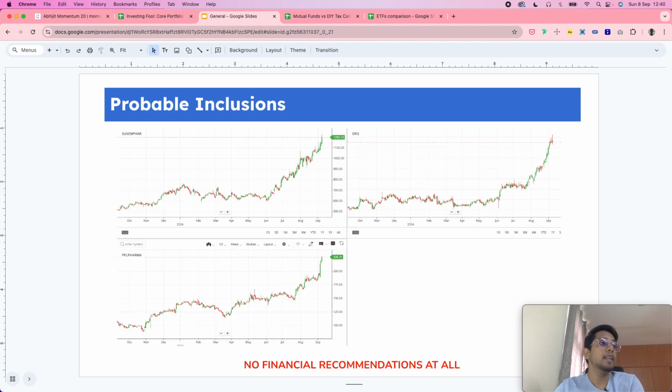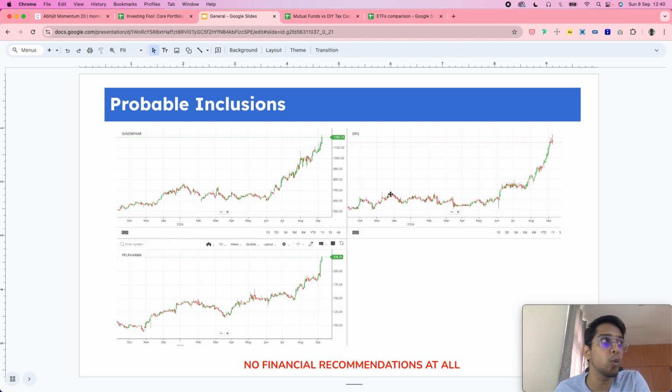If we look at the inclusions, they are Suven Pharma, Eris Life Sciences, and Piramal Pharma. None of these stocks are recommendations. We have clearly written that down at the bottom, so please consider that just for illustration purposes. But you can see their charts. All of these stocks are just going strong, and all 3 are from pharma, right? So the general trend of defense and PSUs out and pharma in has been continuing in our portfolio.